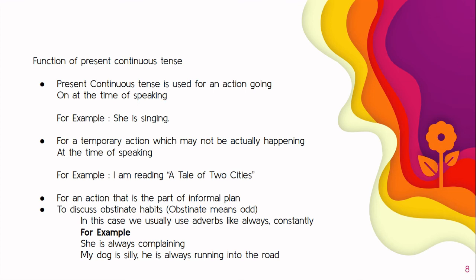Let's discuss the next function. We use present continuous tense to discuss obstinate habit. Obstinate means odd, which are not good. And in this case, we usually add adverbs like usually, always, constantly. For example, she's always complaining. My dog is silly, he's always running out into the road.